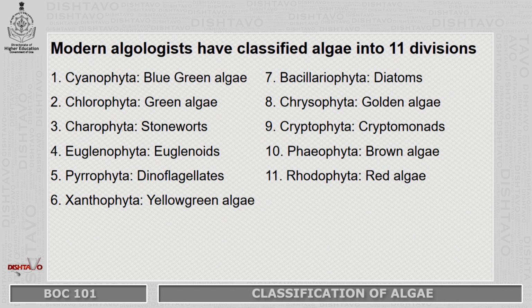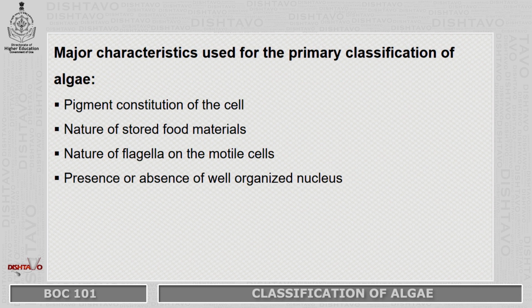And the modern algologists, they have classified all the algae based upon the previous knowledge and whatever current knowledge they have got, and they have divided them into 11 divisions. These are the 11 divisions, and we are going to learn about each one of them in brief. But before that, all these classifications, including the modern classification, have followed certain characteristics of algae as the key character to classify the algae into different divisions.